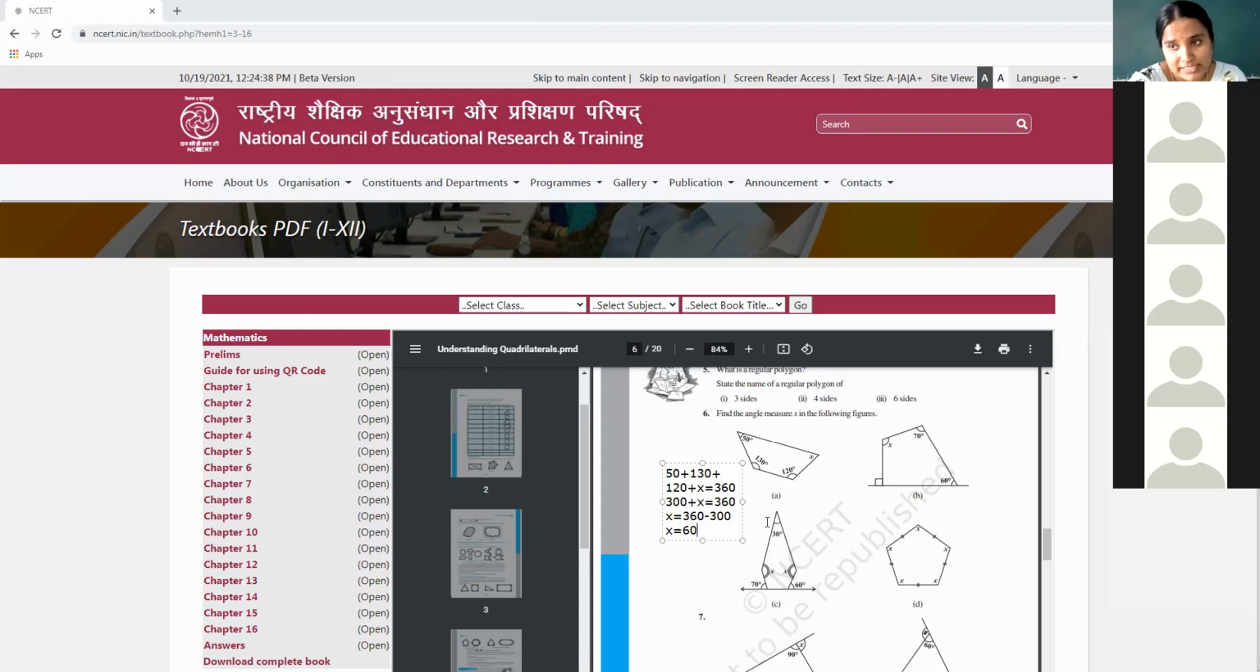So now this is how we find out the unknown values that are given in the quadrilateral. Yes, you will be using the angle sum property to find out. Okay. Next, one more problem we shall solve.